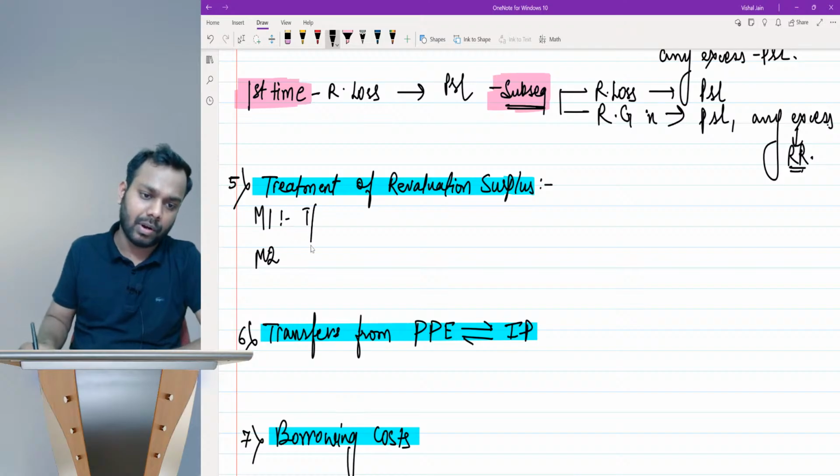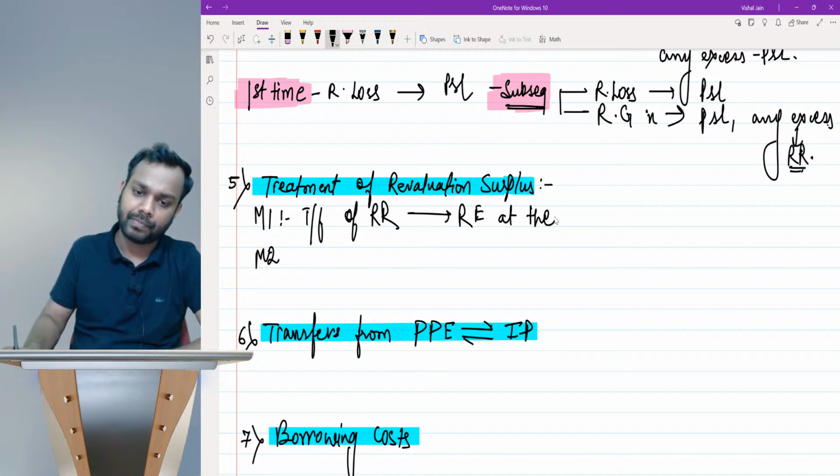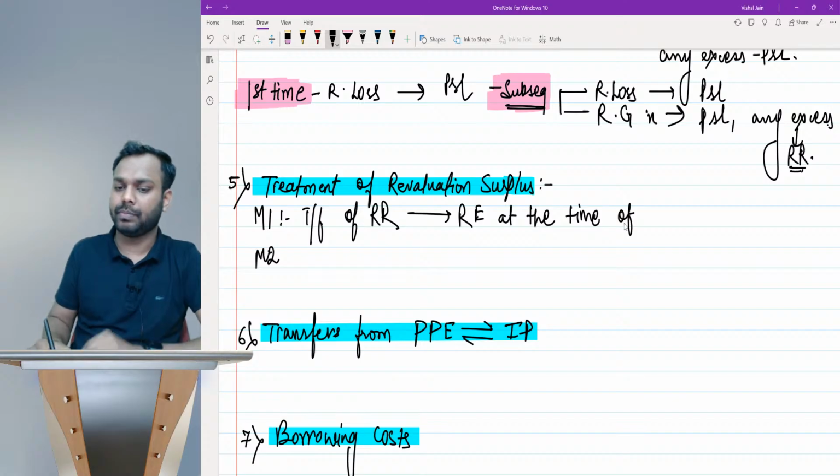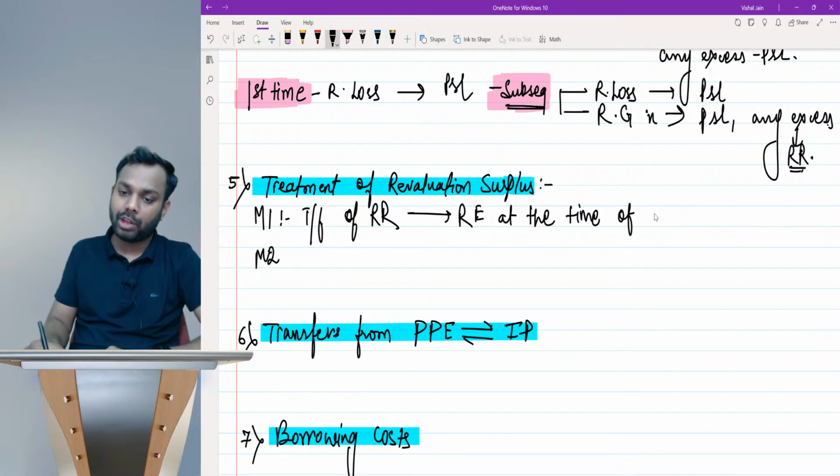Transfer of revaluation reserve to retained earnings at the time of, tell me when, at the time of disposal of asset.